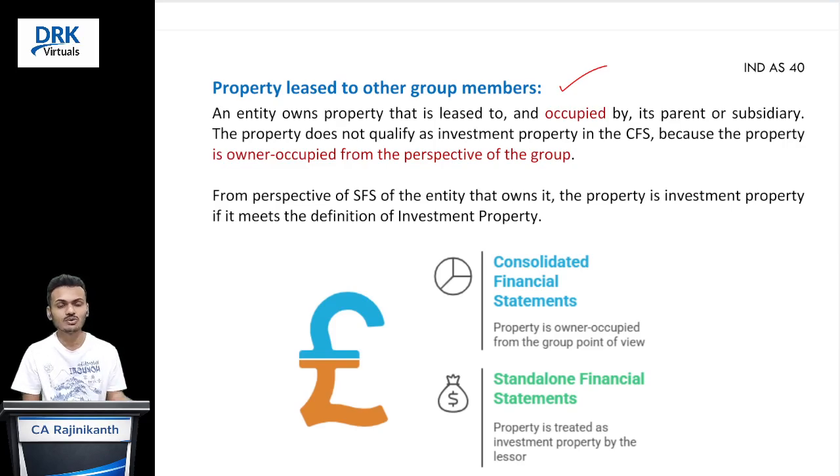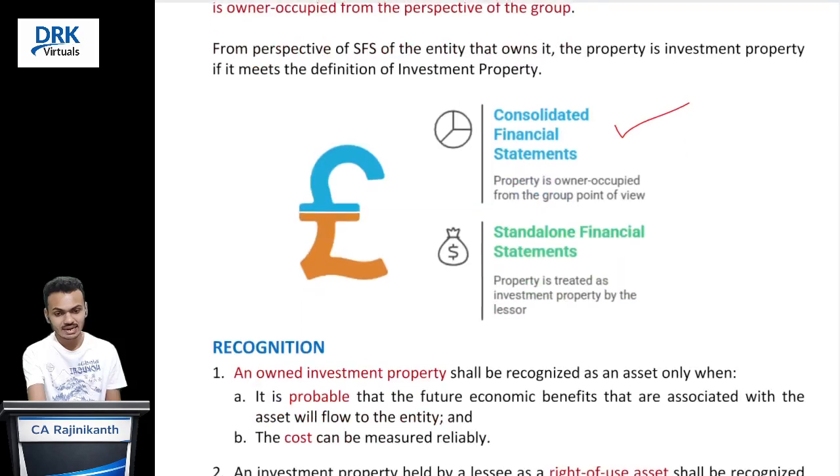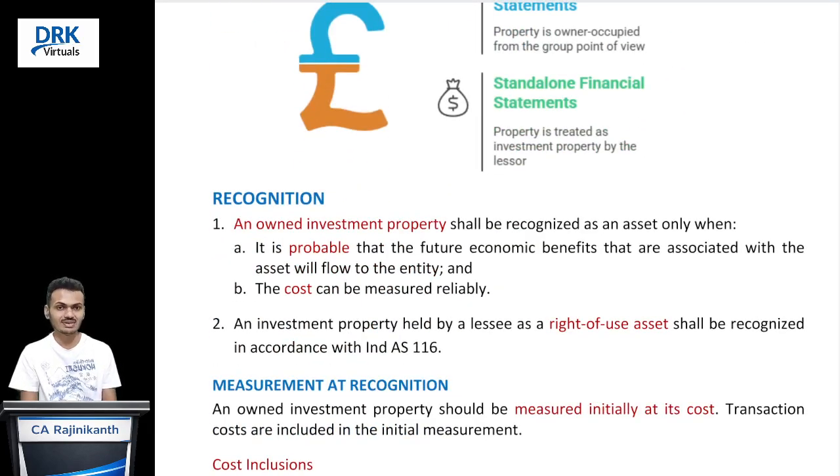However, from the group point of view, we should not recognize it as investment property, because from the group point of view, we are using it for our business only. So we should treat it as owner occupied property. Right? So till now, what we have discussed is the identification of owner occupied property and investment property in different situations, correct?